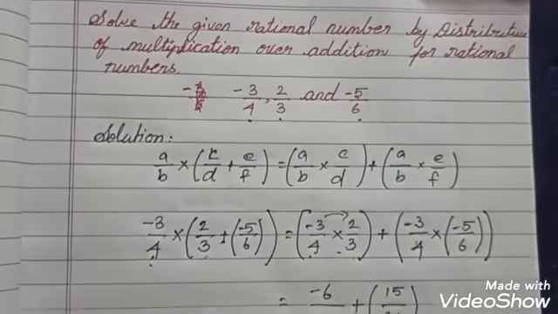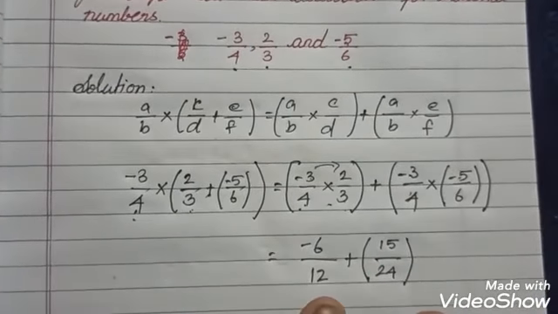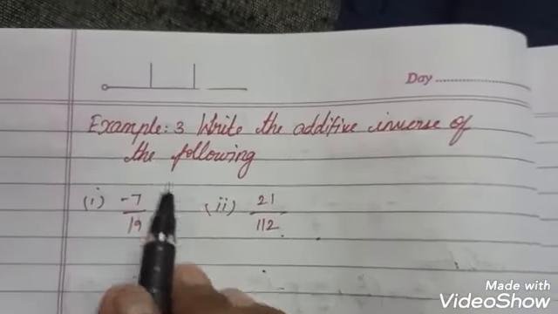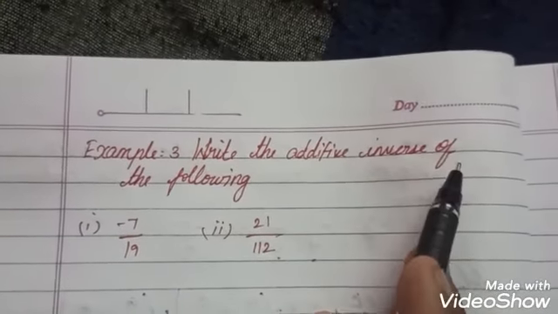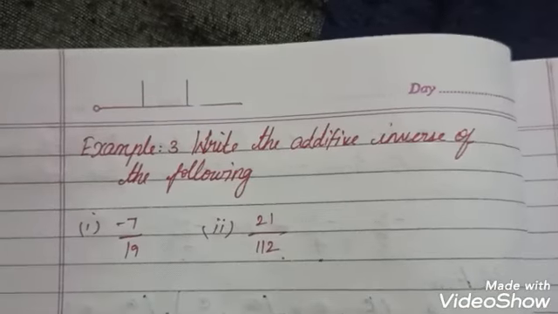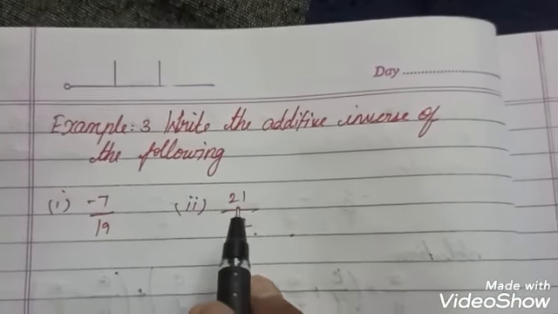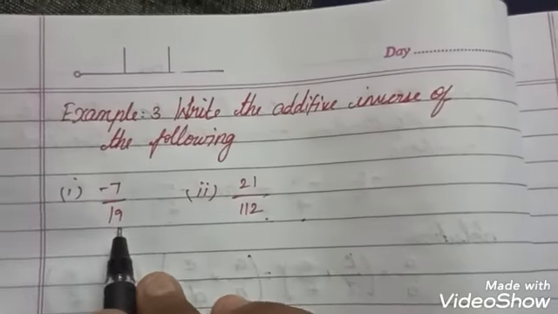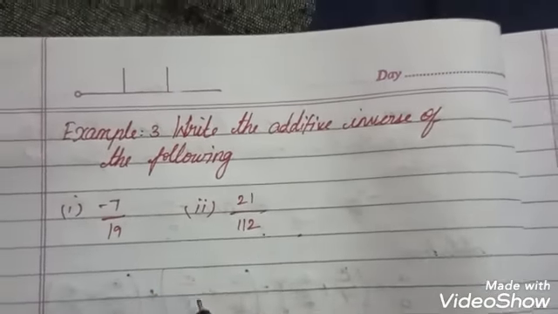Next we have to see some examples like multiplicative inverse and additive inverse. Okay, now we see example number 3. Write the additive inverse of the following. So we have to find out the additive inverse. You know what is meant by additive inverse? We have to change the symbol. You do not change the number.